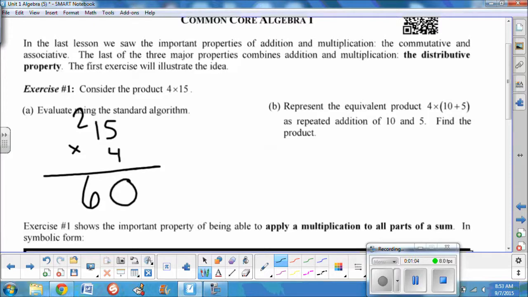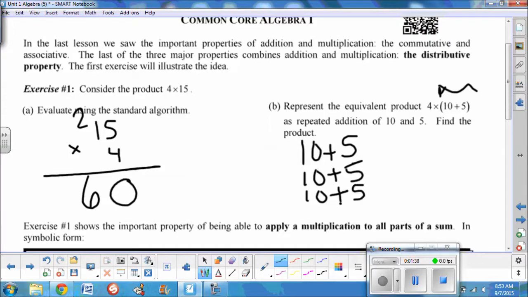Part B says, represent the equivalent product 4 times 10 plus 5. So notice that that 10 plus 5 is just 15 in disguise, that one right there. Okay? As a repeated addition of 10 and 5. So what do we mean by that? We need 4 10 plus 5s. So we have, there's 1, there's 2, there's 3, and 4.